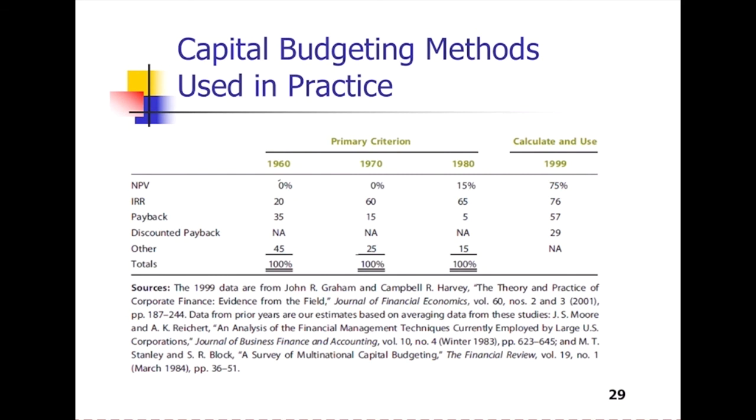This slide shows capital budgeting methods used in practice. This is an old survey because the end period is 1999. Yeah, this comes from our textbook, Brigham and Houston's. One interesting thing is that in 1960 the payback period had a large proportion, right? Companies usually used the payback period a long time ago, but in 1990, NPV and IRR methods were commonly used.